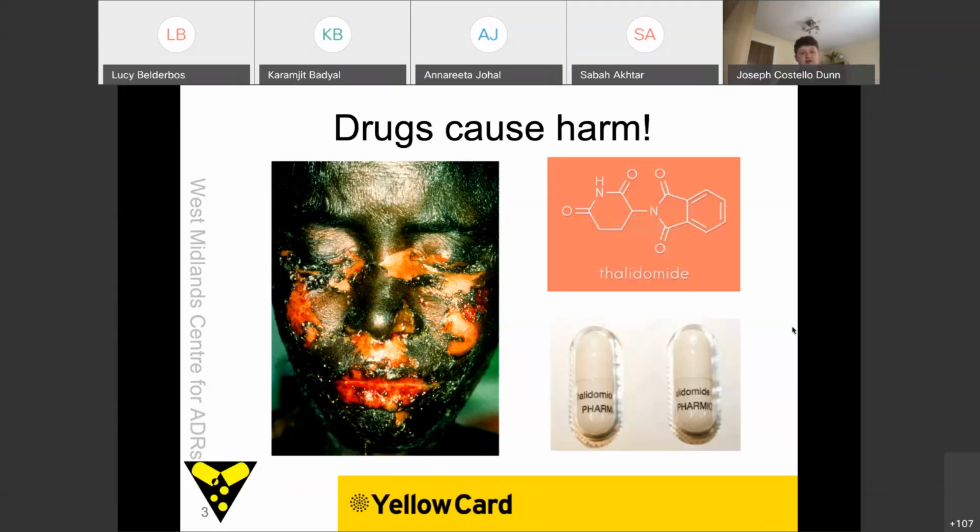Another adverse drug reaction that you may be aware of is thalidomide, which was in 1964. In 1964, it was discovered that the babies born to pregnant mothers who were taking thalidomide had limb abnormalities. This was a key milestone in the development of the yellow card scheme, and this was the key ADR that prompted a greater interest in adverse drug reactions.